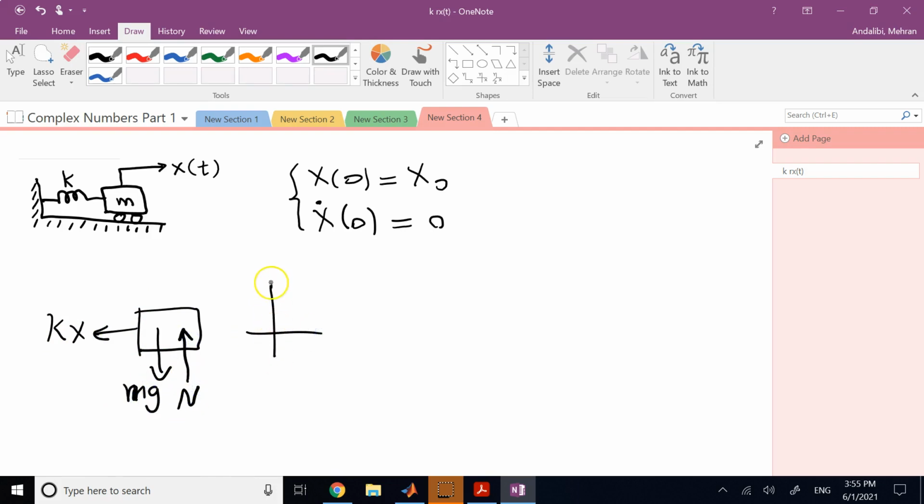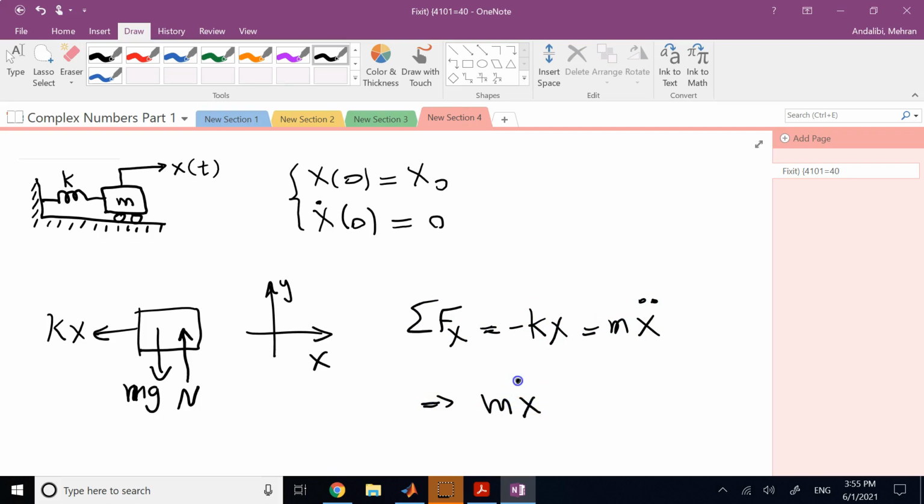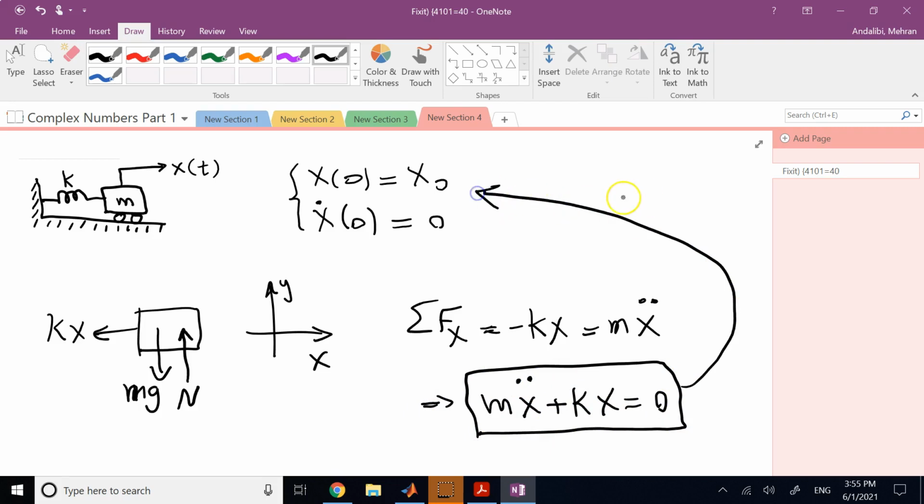And you have your coordinate system. And then you write some of the equations along the x-axis. This is equal to mass times acceleration along x. And so you will get your governing equation: m x double dot plus k x is equal to 0. This is your governing ODE, and it is subjected to those two initial conditions. It needs two of them because the order is second order.